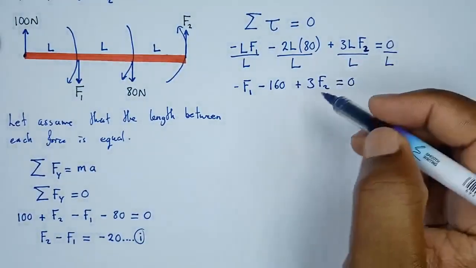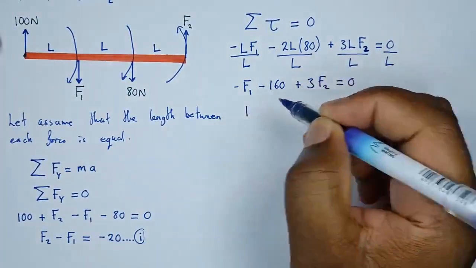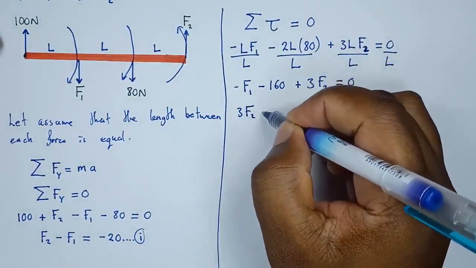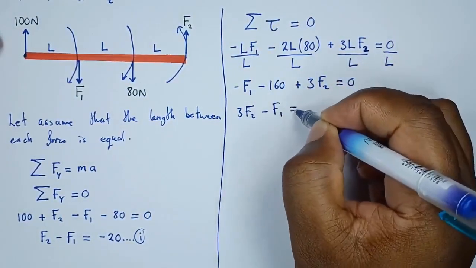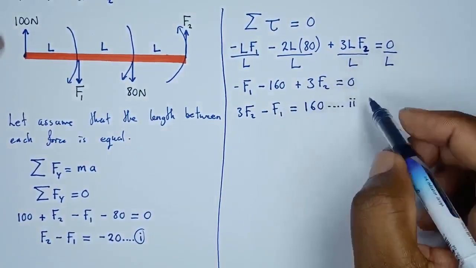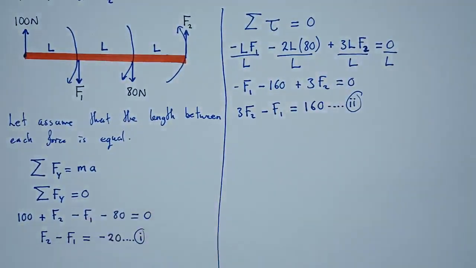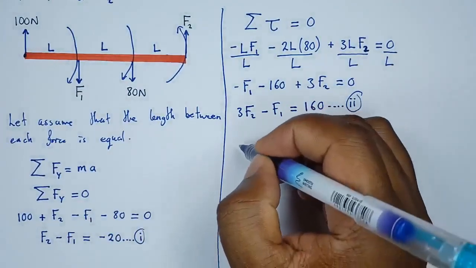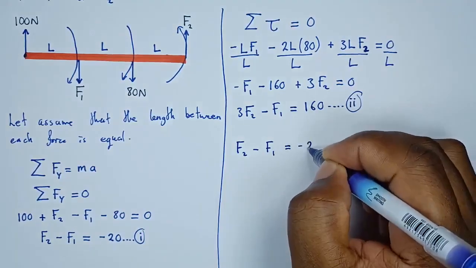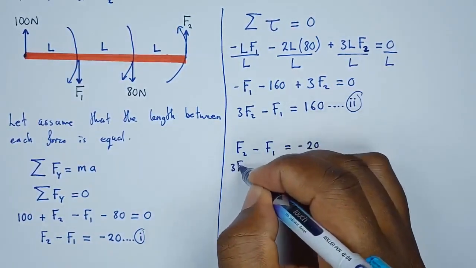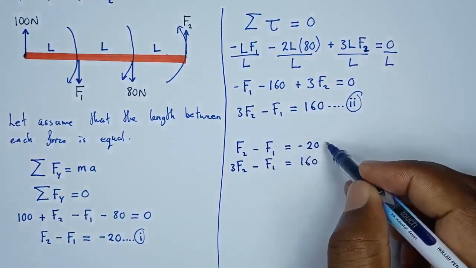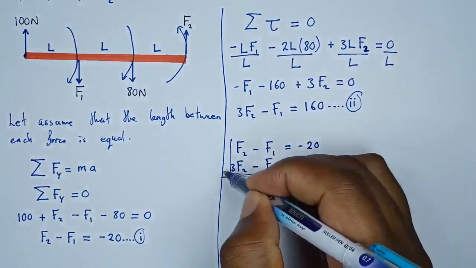Okay. On the left-hand side, we'll have 3F2 minus F1. This is equal to, the 160 can go that side, so it becomes a positive 160. Let's call this equation 2. We just solve these two equations simultaneously, then we find the values of F1 and F2. Equation 1: F2 minus F1 is equal to negative 20. Equation 2: 3F2 minus F1 is equal to 160. We can eliminate by subtraction.